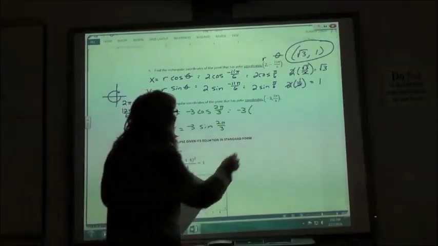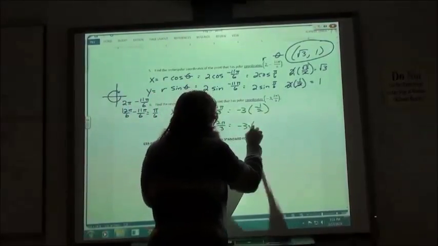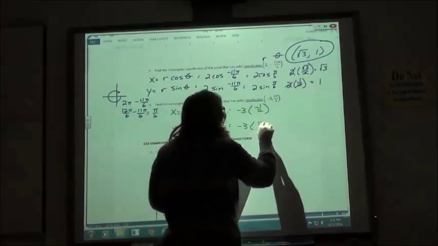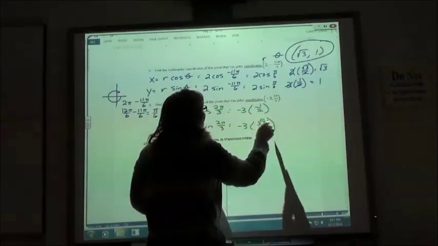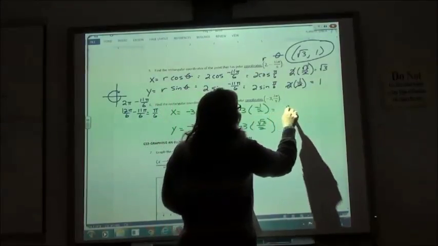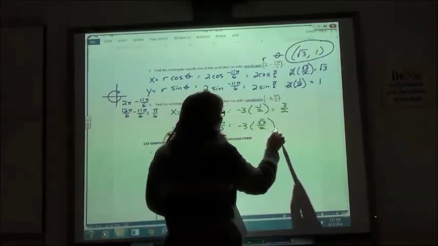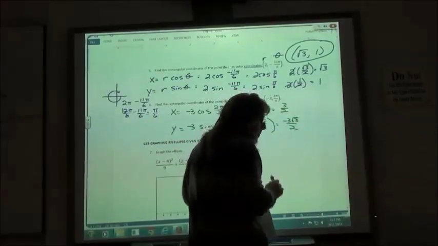The cosine of 2 pi over 3 would be negative 1/2. Here I have negative 3 times the sine of 2 pi over 3, which is the square root of 3 over 2. So here I'm going to have a negative times a negative, a positive 3/2. Here I have a negative times a positive, so I have negative 3 square root of 3 over 2.